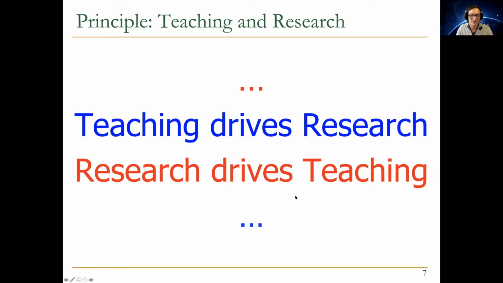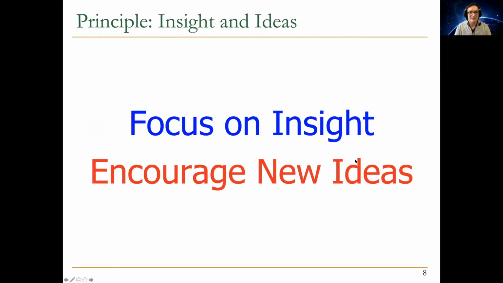This is essentially a loop. Basically, teaching and research feed each other essentially forever. Okay, so this is another principle. We focus a lot on insight, and I encourage a lot of new ideas.